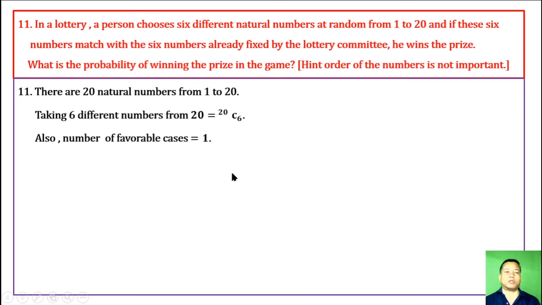Therefore, P of winning is 1 by 20C6. It can be expanded in this form and evaluated, we get this, which is the required probability.